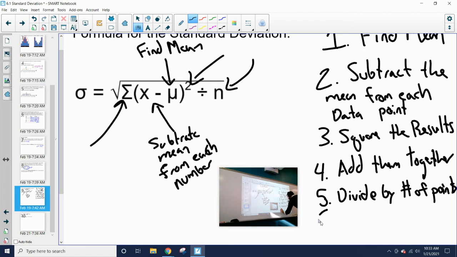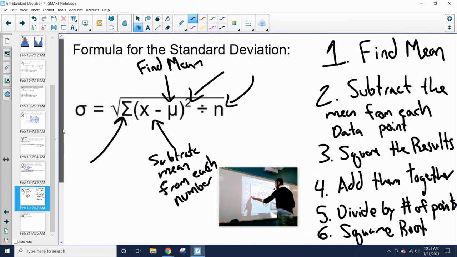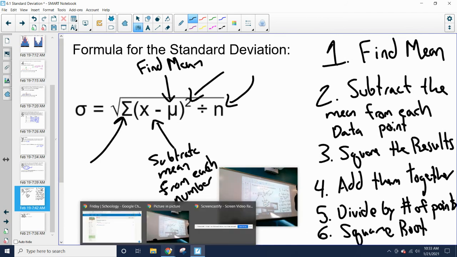And then last step, 6, is we have to take the square root. Because remember, we squared the numbers earlier, so we have to square root to get rid of it. So these are your 6 steps we have to do in order to find the standard deviation. Step number 1, find the mean of your points. Step number 2, subtract the mean from each of the data points. Then square those results, add them all together, divide by the number of data points you have, and then square root that final answer, and that is your standard deviation.